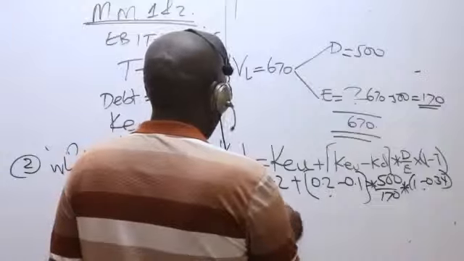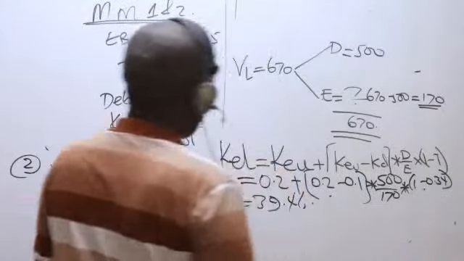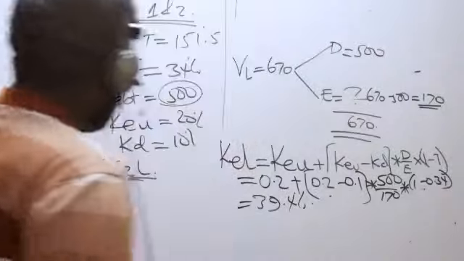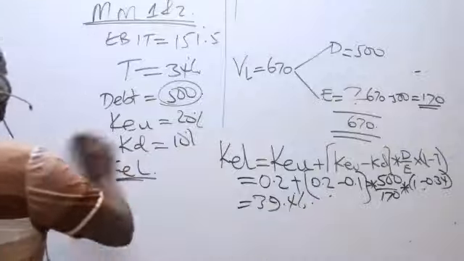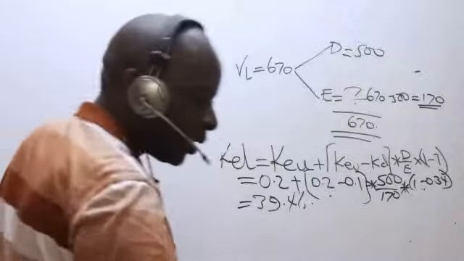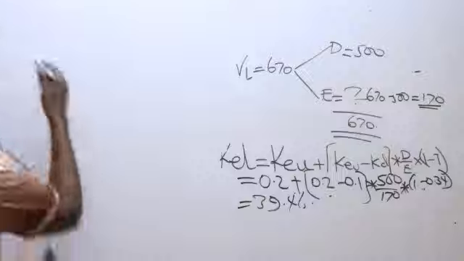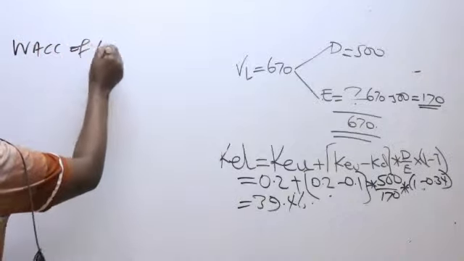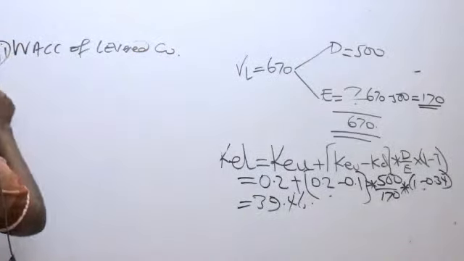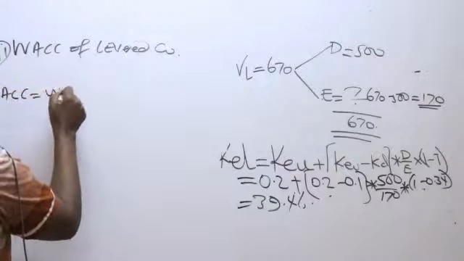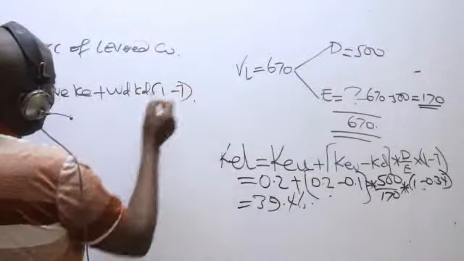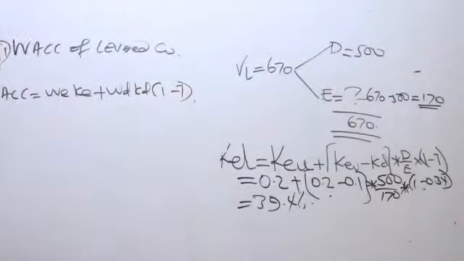9.4%. And then lastly, they want us to give them the WACC of the levered firm. The last one, WACC of the levered organization. So WACC of the levered company. This is number 3. So of course we know that WACC equals weight of equity times cost of equity, plus weight of debt times cost of debt, times 1 minus what here? 1 minus tax. All right.